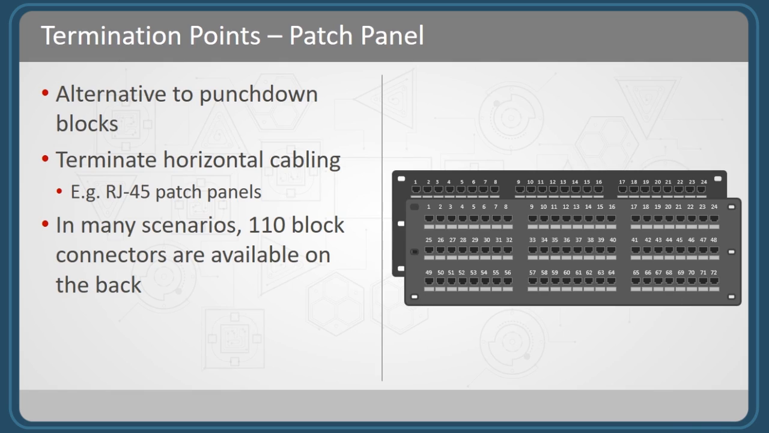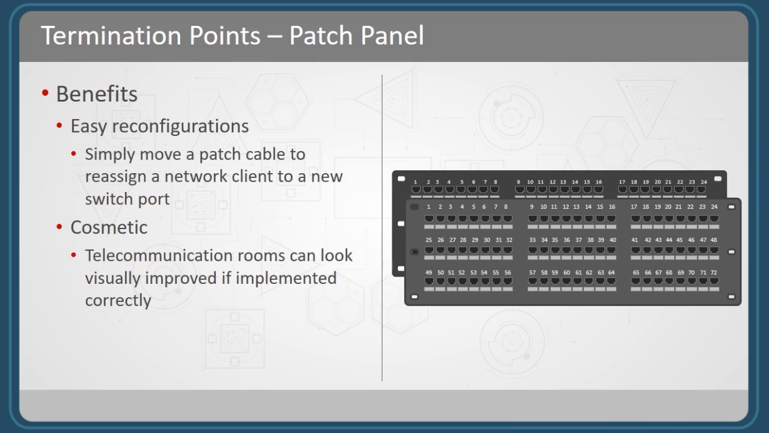But this was much cleaner, much neater. You didn't see the exposed wires. They were all in the back. So again, it was just a matter of plugging in the cable to allow everybody to see everybody. So this way, it was easy to reconfigure. You simply move a patch cable to reassign a network line to a new switch port.